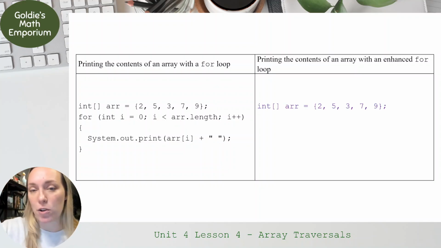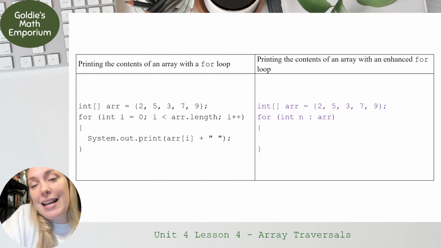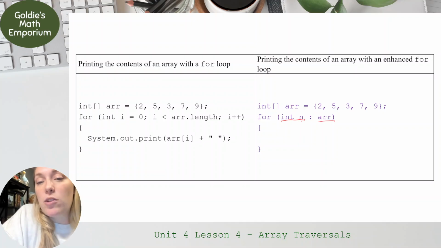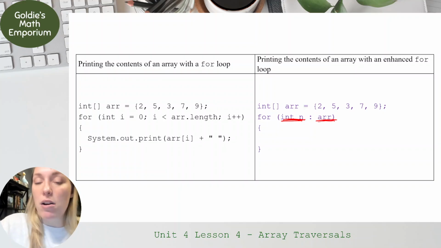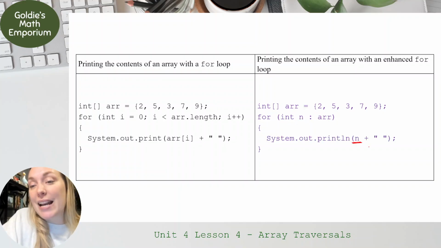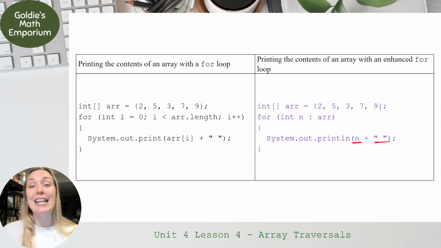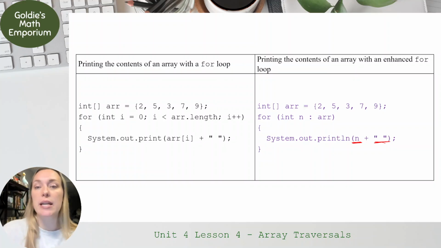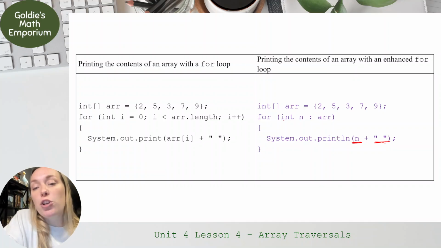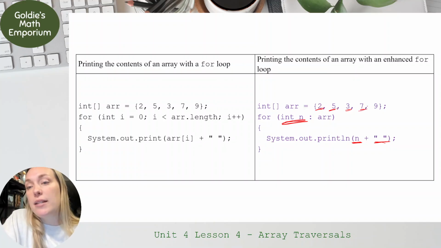If I want to use an enhanced for loop, I still have the array. Now my syntax says int n in arr. So this says for each element n in the array arr, print off that element plus a space. Notice how with the enhanced for loop, we've gotten rid of indexes. We don't deal with indexes anymore in an enhanced for loop. We are strictly dealing with the elements. So the first time through, n is going to be 2. The next time through, n is 5. Then n is 3, then n is 7, then n is 9.